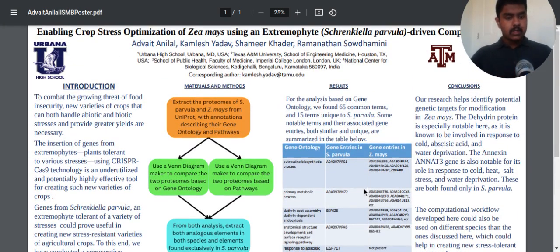Coming to our conclusions, our research helps identify potential genetic targets for modification in Zea mays. The dehydrin protein is especially notable here, as it is known to be involved in the response to the cold, abscisic acid, and water deprivation. The annexin NS3 gene is also notable for its role in the response to cold, heat, salt stress, and water deprivation. These are both found only in S. parvula.